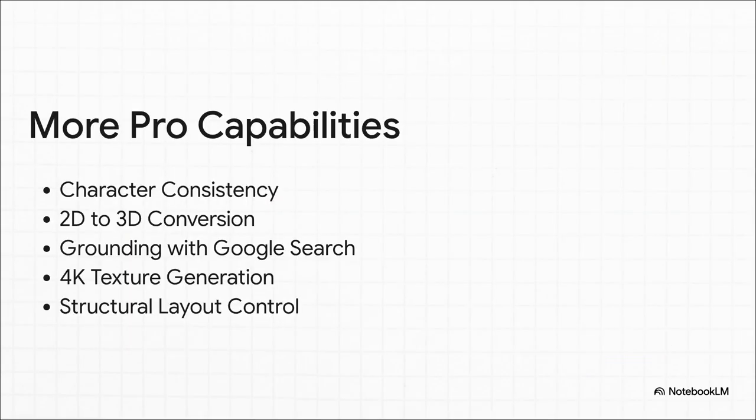And believe me, the list just keeps going. This is where it gets wild. We're talking things like perfect character consistency across a whole series of images, taking a 2D sketch and turning it into a 3D model, grounding images with real-time info from Google Search so they're always up to date, generating huge 4K textures for video games or CGI, and even controlling the exact layout of an image. It's a lot. Let's just touch on a couple of my favorites.